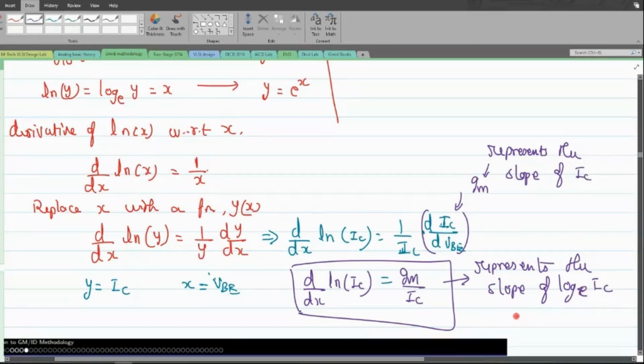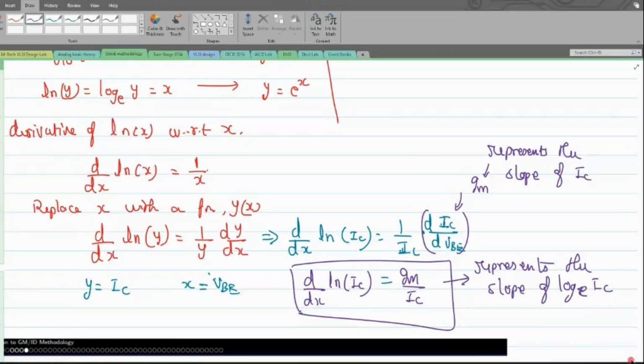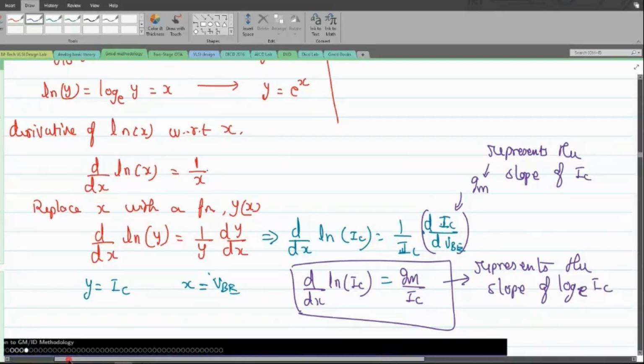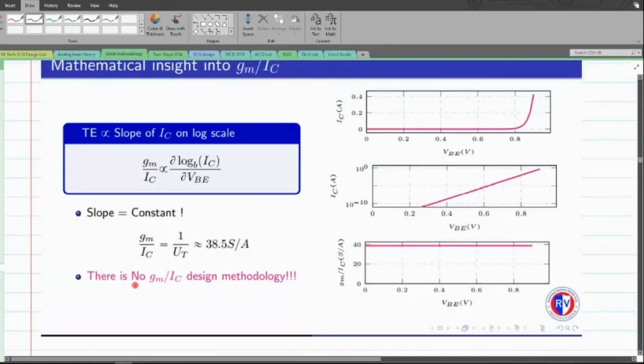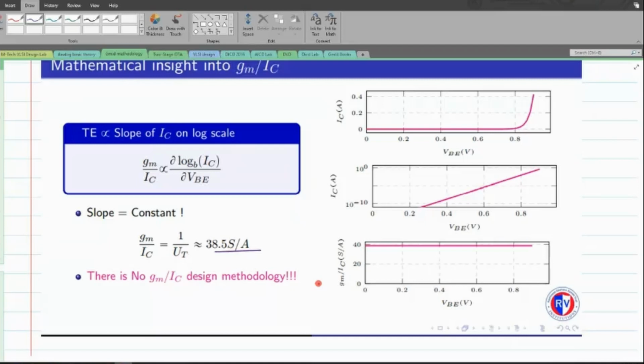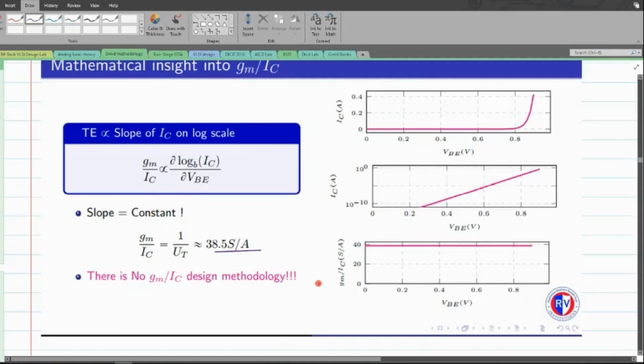If you know these differences, then it becomes easier for us to analyze our gm over ID term. That is the reason I spent some time talking about the importance of this. So the statement we finally found is that just because gm over IC is constant throughout the entire range of VBE, there doesn't exist any gm over IC design methodology for a BJT. Due to this reason, what we do next is shift our focus to the MOSFET gm over ID parameter and see whether we have a variable behavior over the control input VGS. Clear? For the MOS transistor.